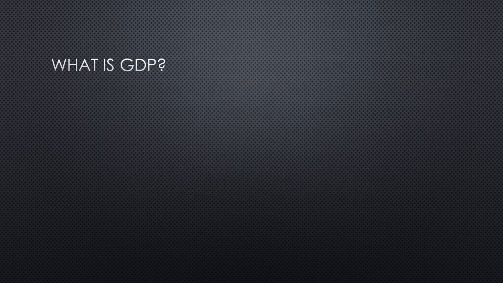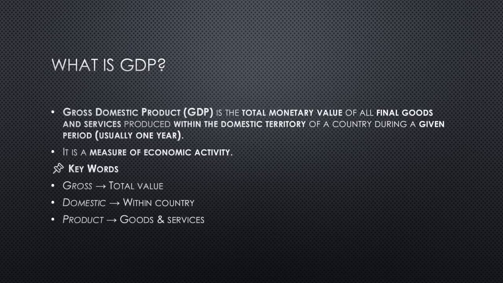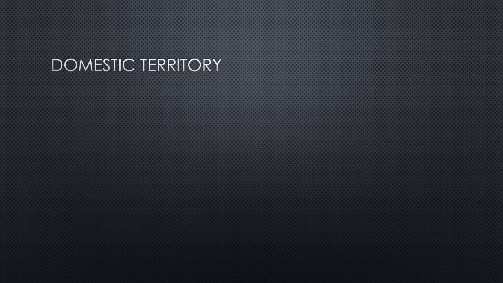What is GDP? GDP means the total monetary value of all final goods and services produced within the domestic territory of a country during 1 year. GDP is basically a way to measure economic activity. Whenever production happens, GDP captures its value.